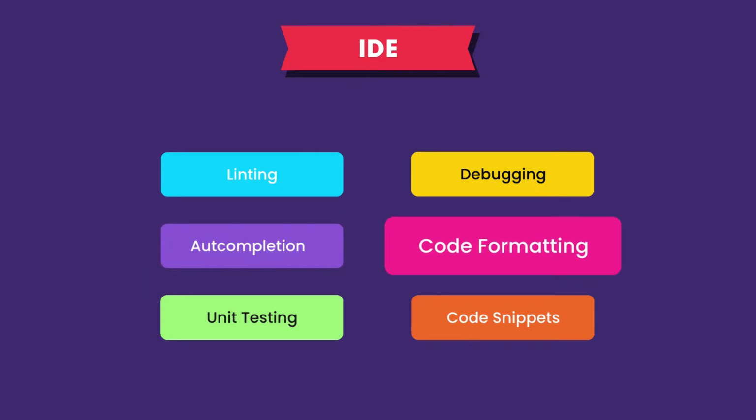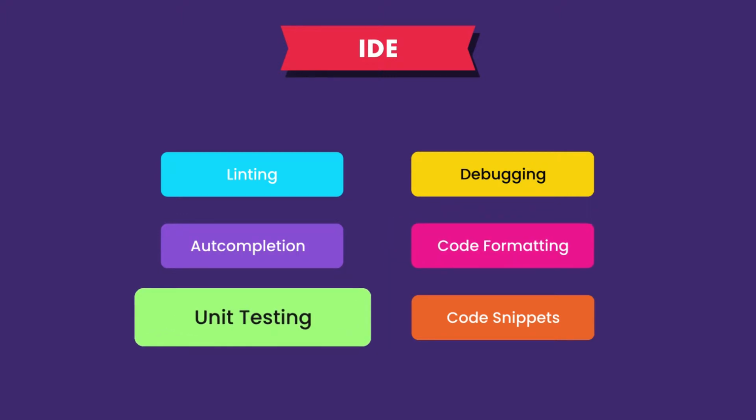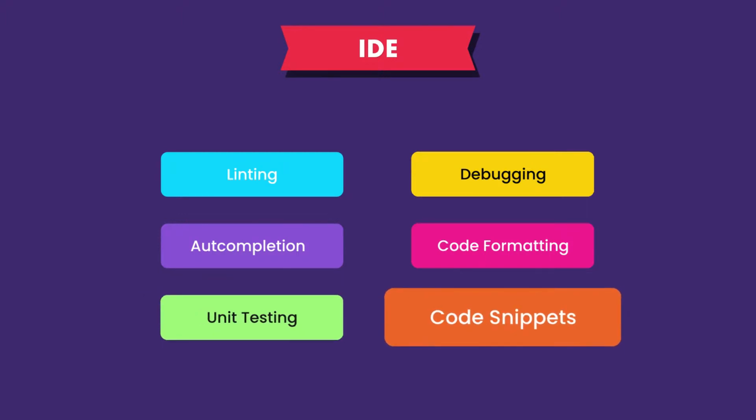We get code formatting, which is all about making our code clean and readable, just like how we format our articles, newspapers, books to make them clean and readable. We get unit testing, which involves writing a bunch of tests for our code. We can run these tests in an automated fashion to make sure our code is behaving correctly. And finally, we get code snippets, which are reusable code blocks that we can quickly generate, so we don't have to type them all by hand.